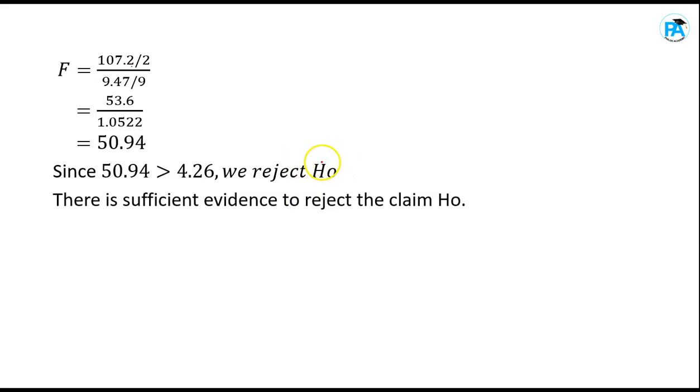So since you rejected it, the H0 was the claim, right? That the treatment means were equal, right? So there is sufficient evidence to reject the claim H0. We have sufficient evidence to reject it. That's why we've rejected it.